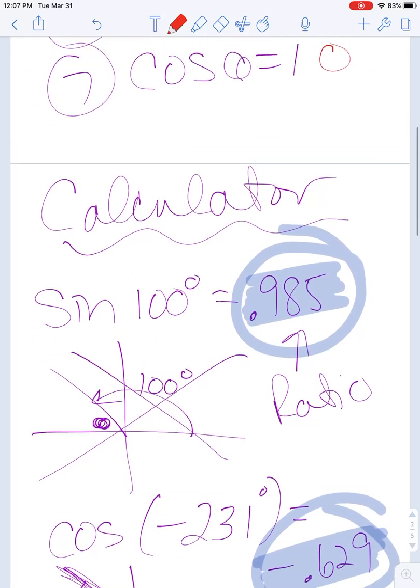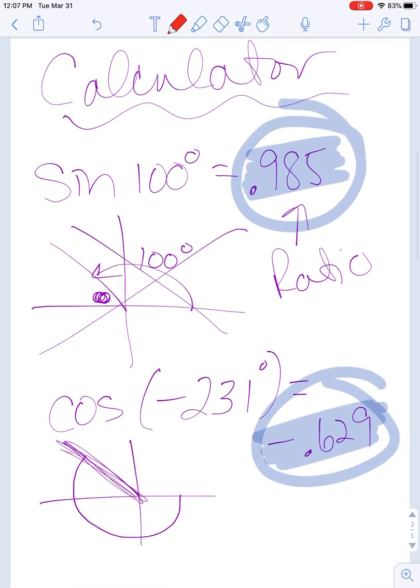Okay, so now we're going to get into using the calculator. That's why some of this is already written, because I did this and it stopped recording on me. Now if we do something like sine of 100 degrees, if you look at my picture here, the reference angle on a 100-degree angle is 80 degrees. So if you think about a triangle with 10, 80, 90, that's nothing we can do without a calculator.